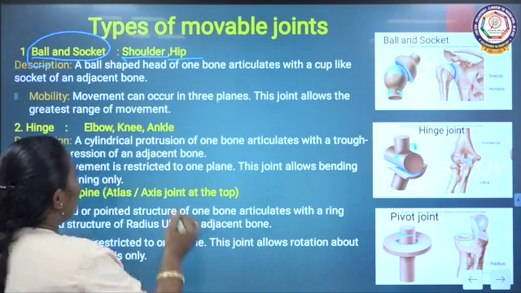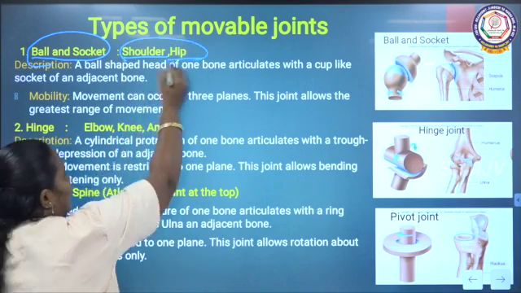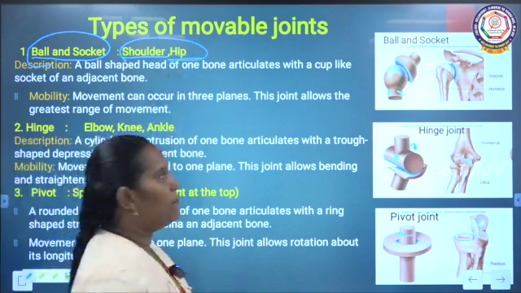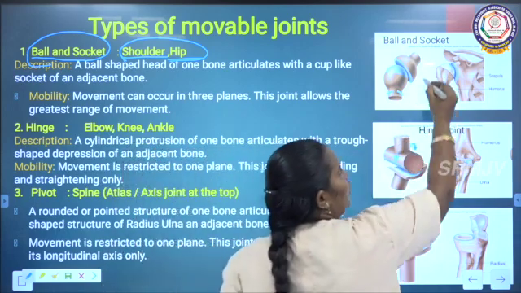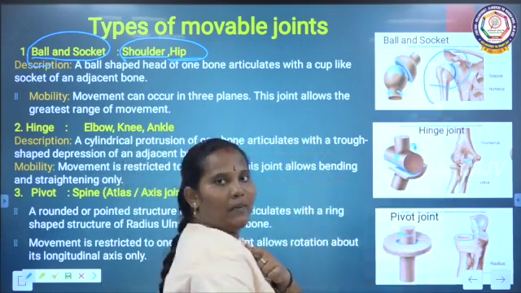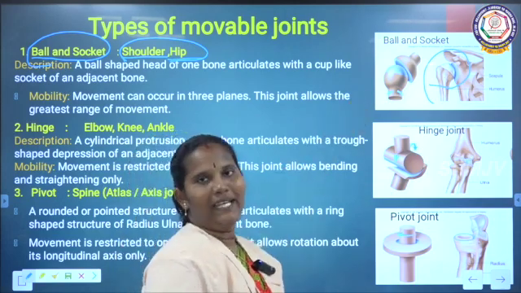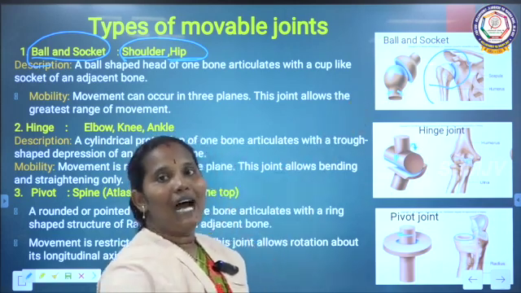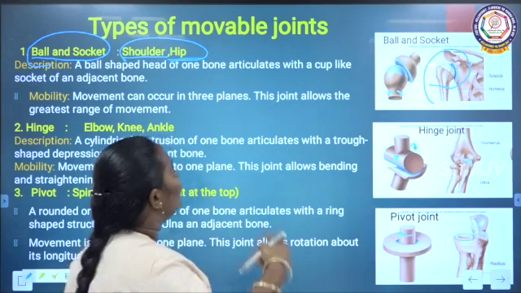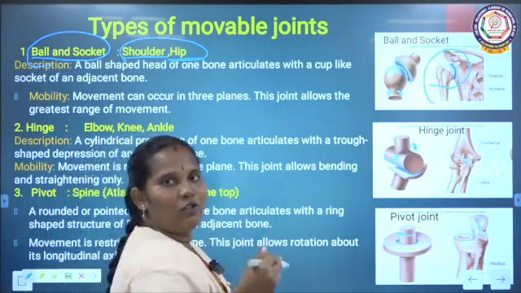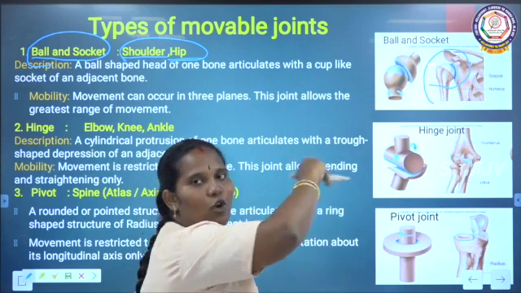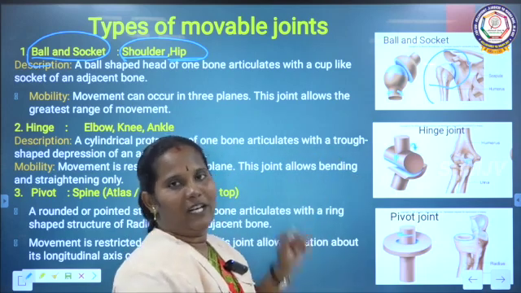Okay, what is the example for that? Shoulder and hip. We can see here the shoulder part, our arms are joined like this ball and socket. And our legs are joined in the pelvic girdle. So these two joints are examples for the ball and socket.